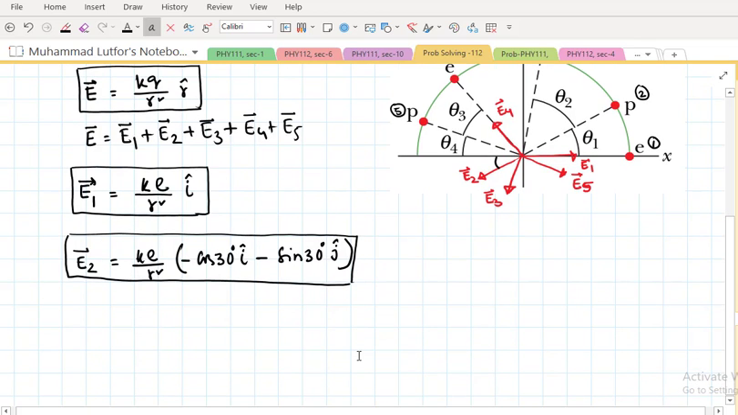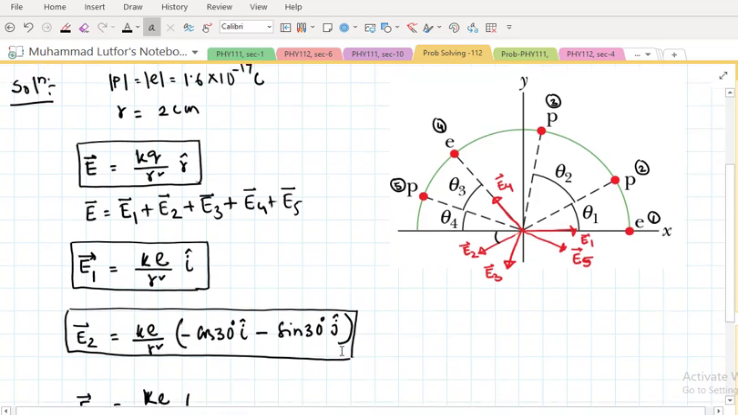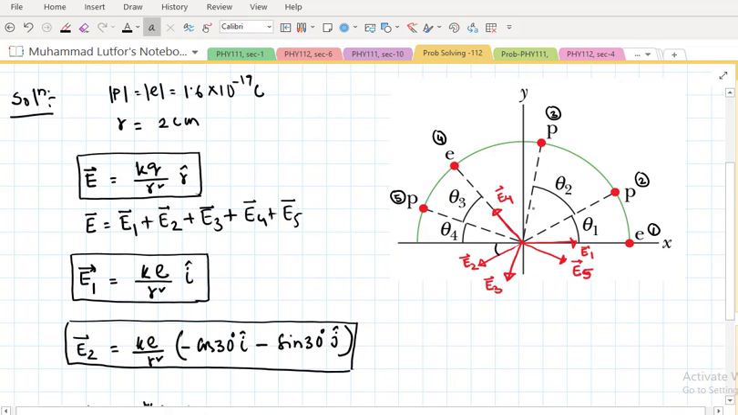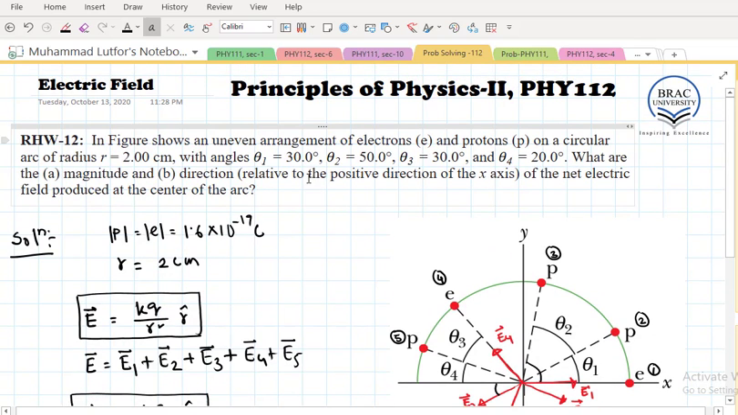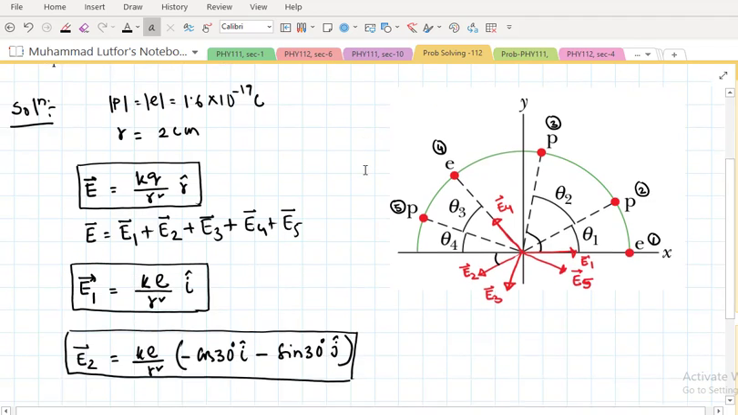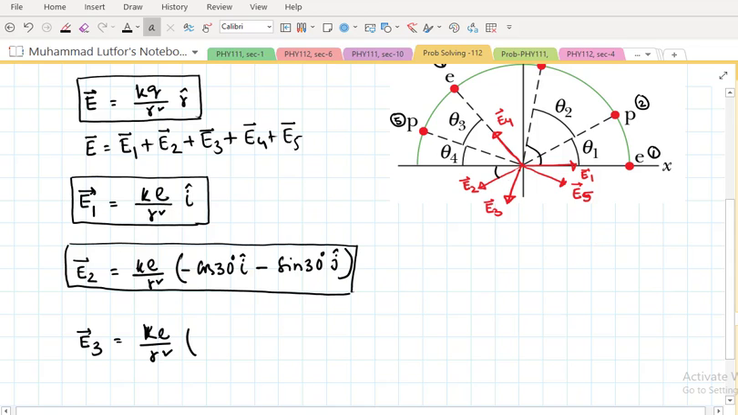Now what about particle 3, which is again a proton? I can write E3 as kE divided by r square. Now look at this E3 vector: its angle would be this total angle, which is theta 1 plus theta 2. Theta 1 is 30 degrees and theta 2 is 50 degrees, so the total angle is 30 plus 50, which is 80. So this angle will also be 80 degrees.